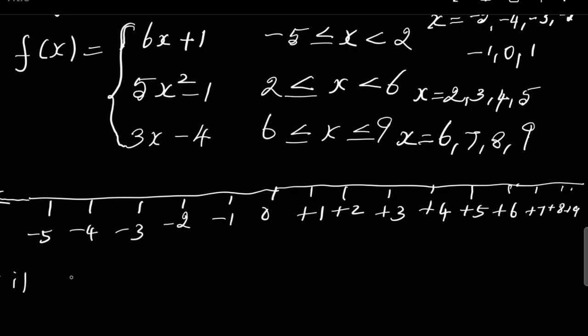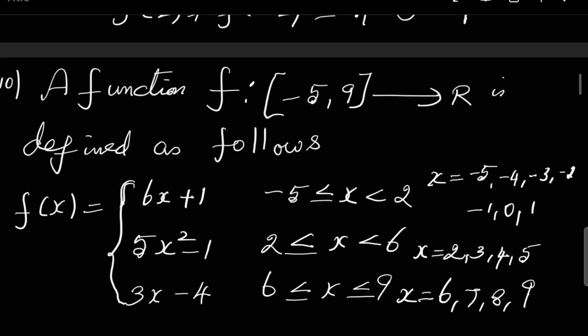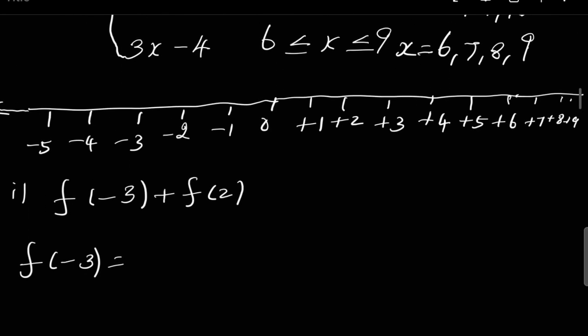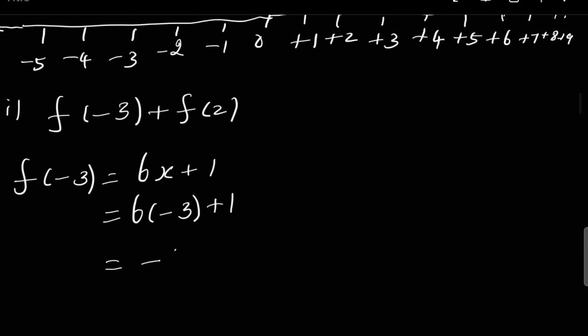First question, f of minus 3 plus f of 2. First find f of minus 3. For which function are you getting x value as minus 3? For the first function, 6x plus 1. So I take the function 6x plus 1. This is equal to 6 times, substitute x as minus 3, minus 3, plus 1. 6 3s are 18. Minus 18 plus 1. This is equal to minus 17.